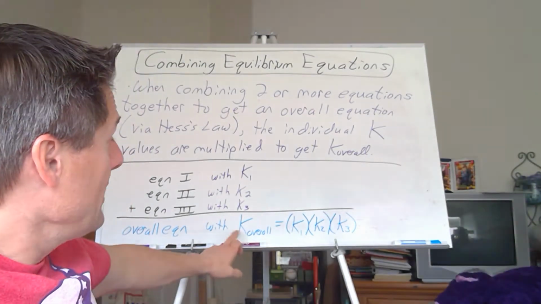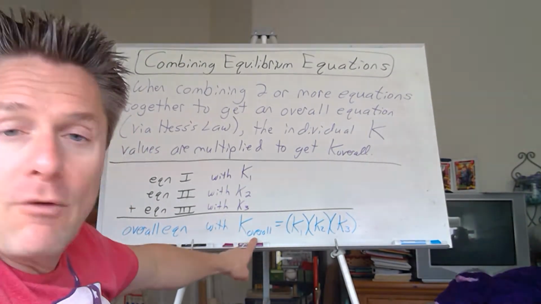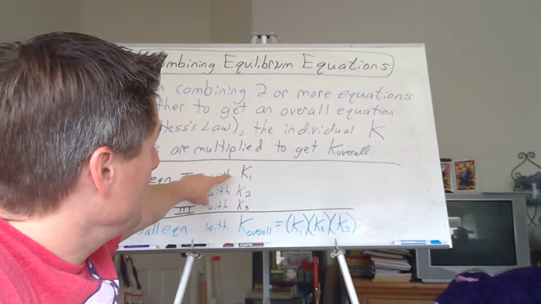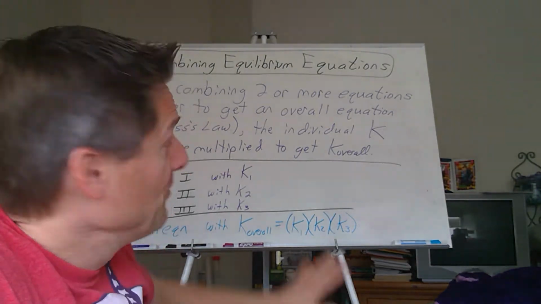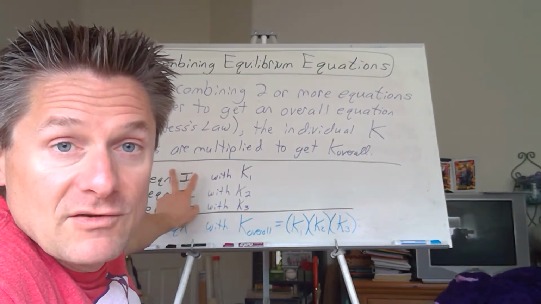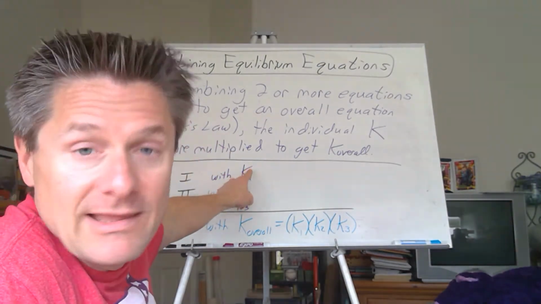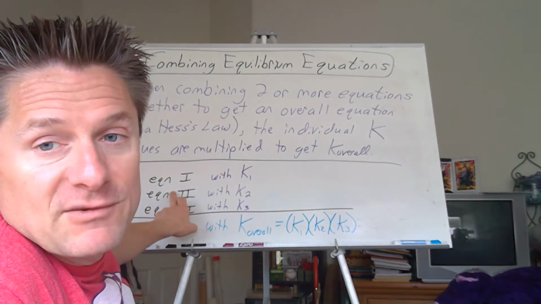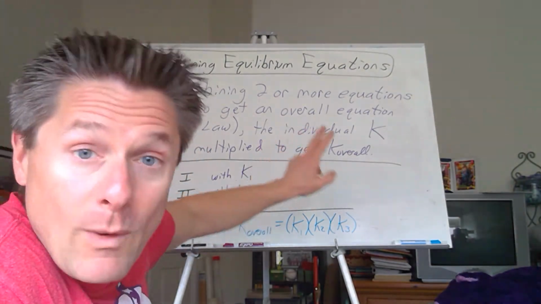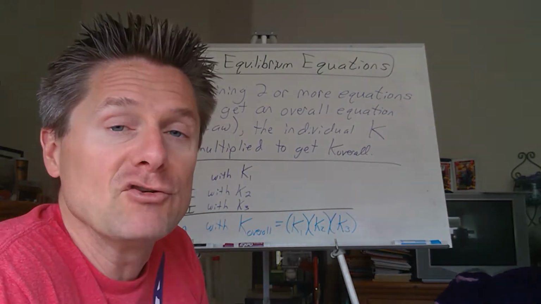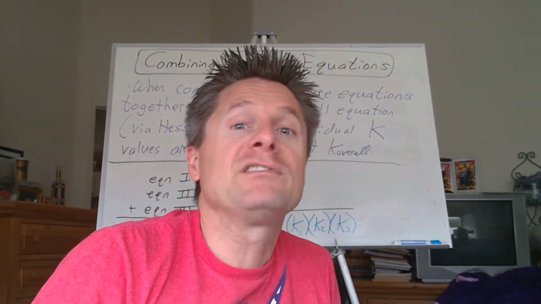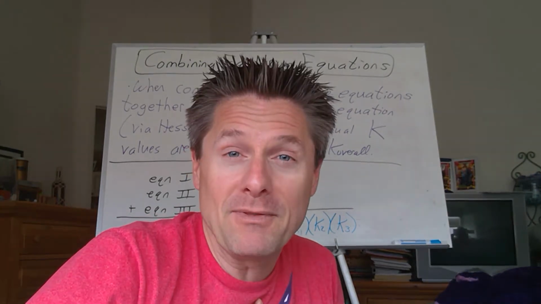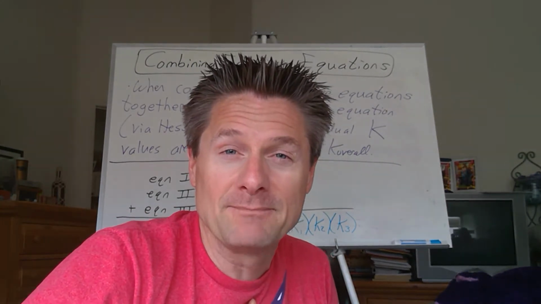It's pretty cool, right? So in this scenario, the k value of the overall equation will just be k1 times k2 times k3. Now, if I had to manipulate these equations, say I had to reverse equation 1, I would take the inverse of k1. If I had to multiply equation 2 by 2, I'd take k2 squared, depending on what I had to do to those individual equations. So I'm going to pause this and erase this board. We're going to put a specific problem up and play around with this. All right, get those pencils ready.